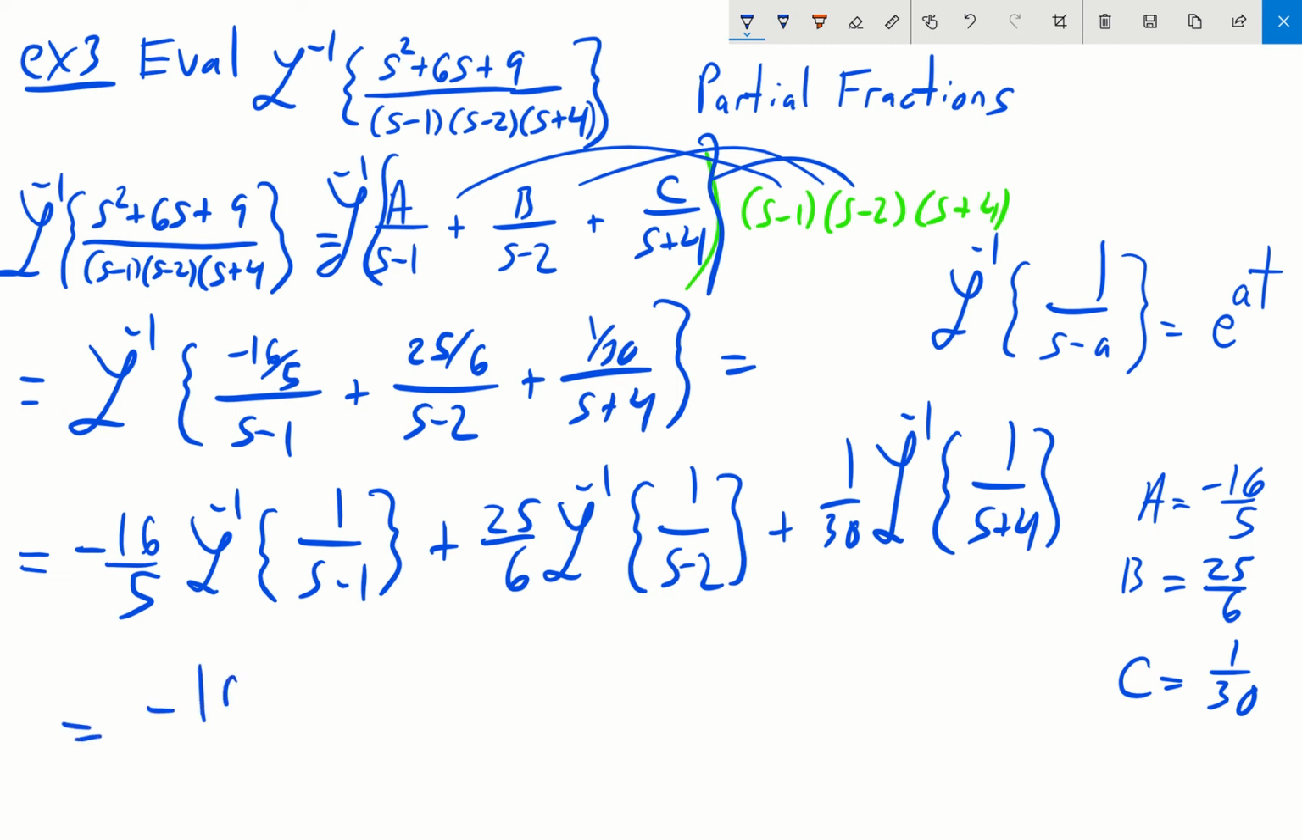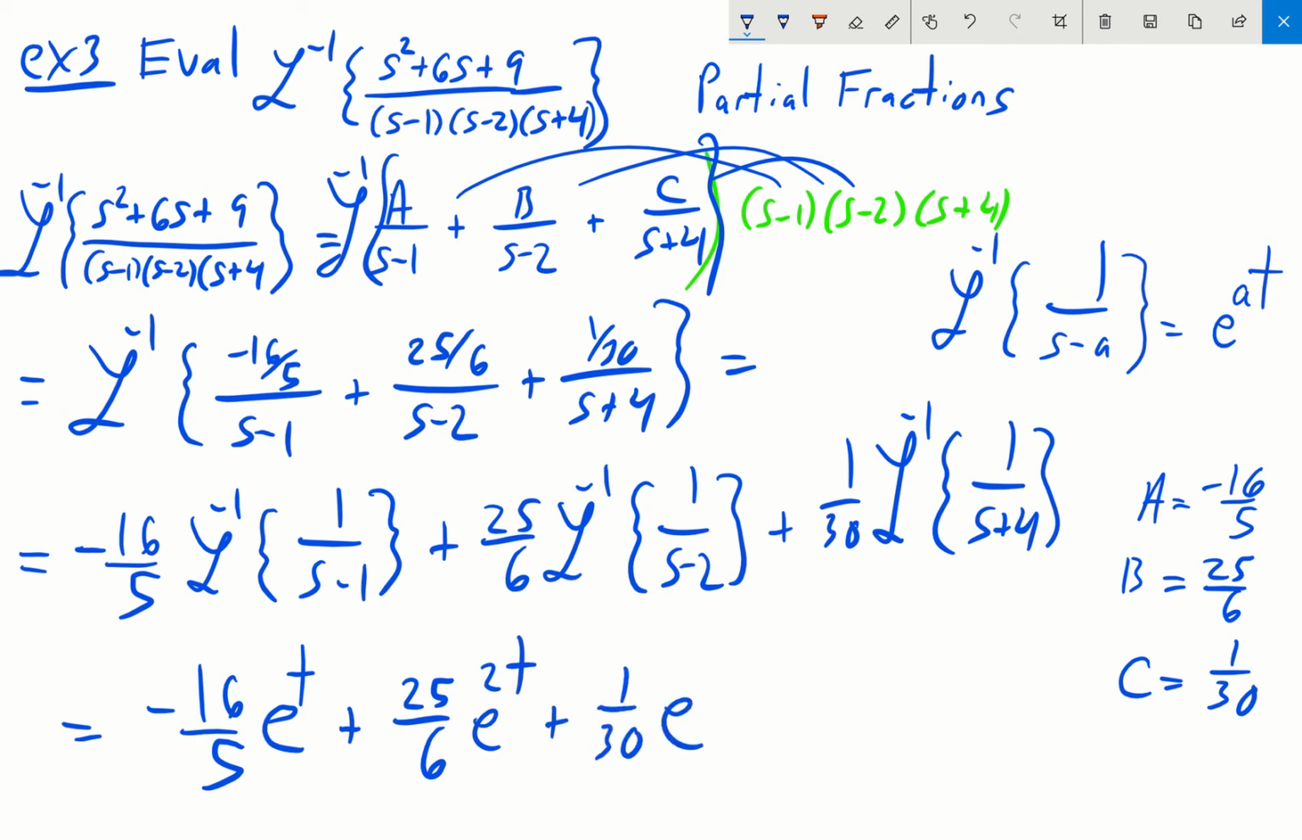Therefore, we get negative 16 fifths. And now here, in this case, a is playing the role of 1. So it's going to be e to the 1 times t, which is e to the t, plus 25 sixths e to the 2t plus 1 over 30. Be careful with this last one. Because you see a plus sign here, essentially that's saying that a is equal to negative 4, because you can think of it as s minus a, minus 4. So it's going to be e to the negative 4t for the last one.